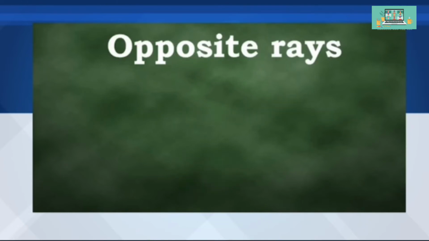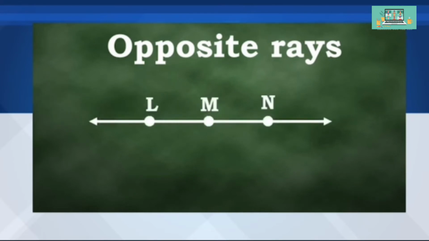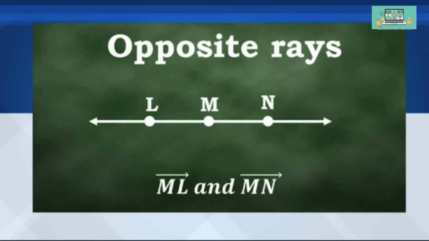What are opposite rays? These are two collinear rays with the same endpoint. Examples: ray ML and ray MN. These are described as opposite rays if and only if they are subsets of the same line and have a common endpoint.